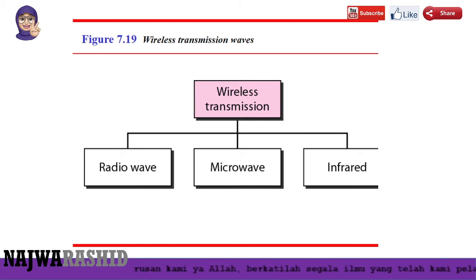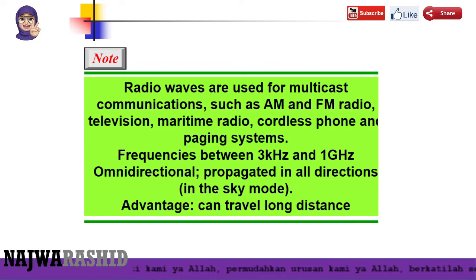We have three parts. This refers back to the electromagnetic spectrum. We have the radio wave, the microwave, the infrared, and the light wave. But we only discuss the radio, micro, and infrared. Radio waves are used for multicast communication, such as AM and FM radio, television, maritime radio, cordless phones, and paging systems. So when we use our phone, we use the radio wave. The frequency is between 3 kilohertz and 1 gigahertz. That is the frequency of the communication.